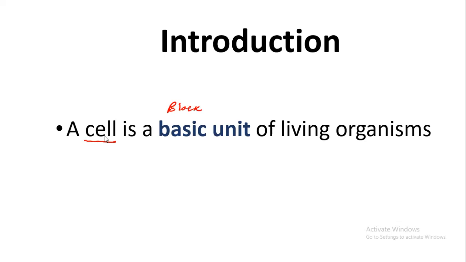So we need to understand that a group of cells come together to form what we are calling a tissue, and a group of tissues will come together to form what we are calling an organ, and these organs will come together to form what we are calling the system, and it is these systems that come together to form what we are calling an organism. So a cell is more like a building block. It is the basic unit that forms an organism. Therefore, we need to understand that all metabolic reactions are governed by a cell.